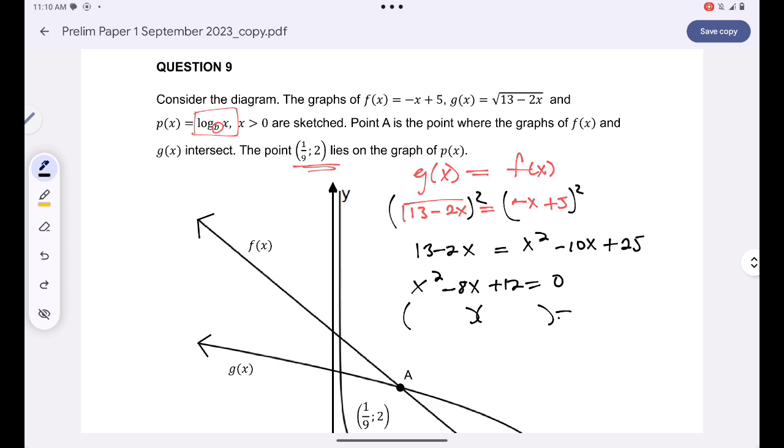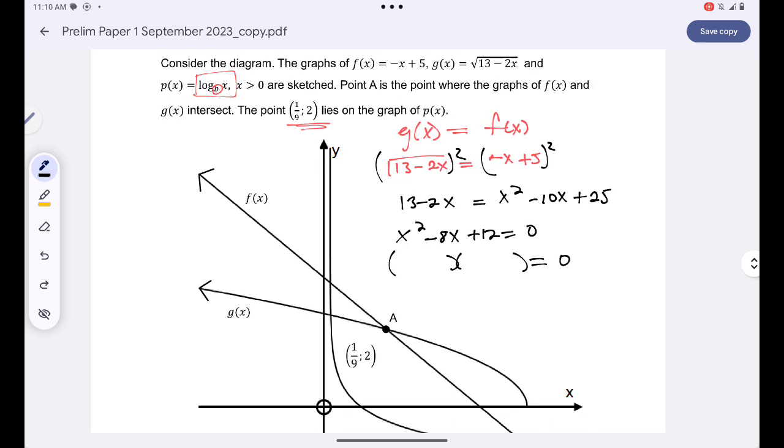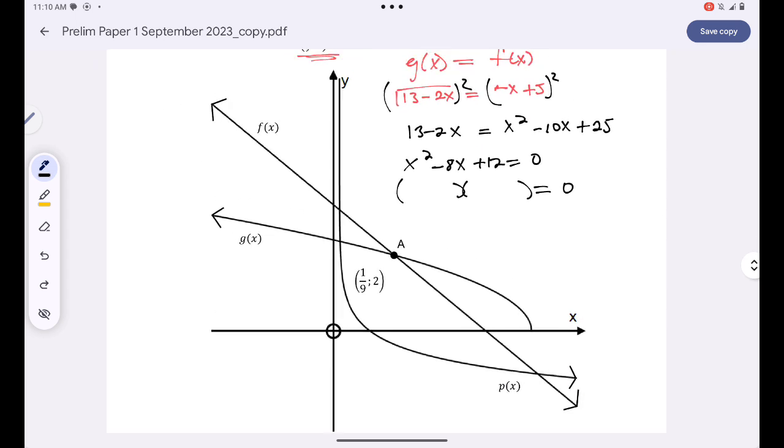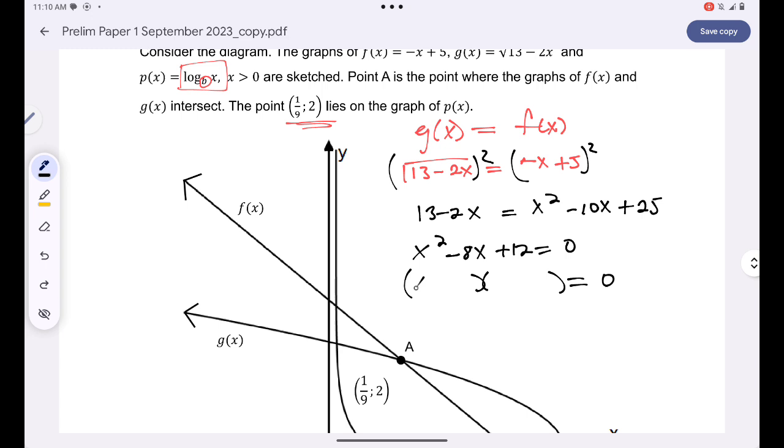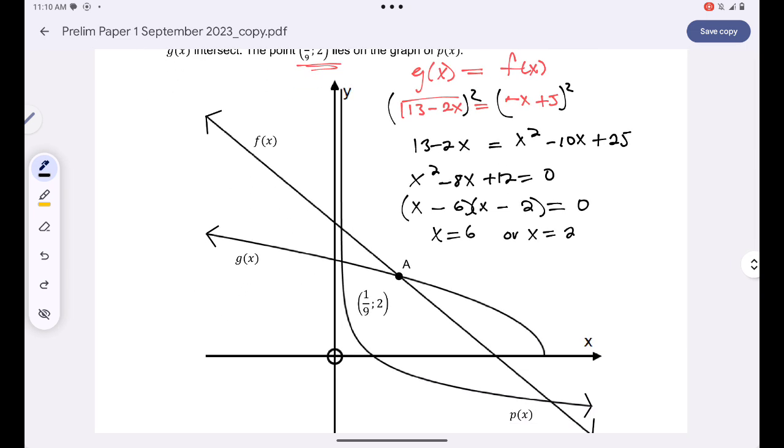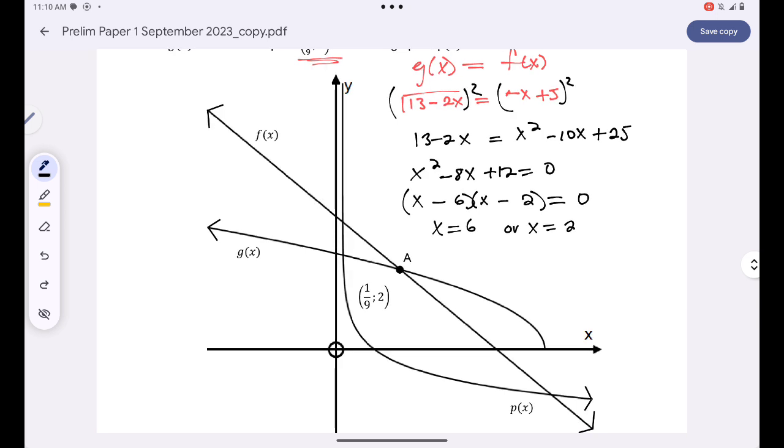I'm looking for the factors. For the factors of 12, that when I add will give me 8. That's just 6 and 2. The sign there is plus. That means my brackets will have the same sign, but not just any sign, guys. The sign of the middle term. Minus and minus. Therefore, x is equal to 6 or x is just equal to 2. Are you together? So A has an x value of 2.